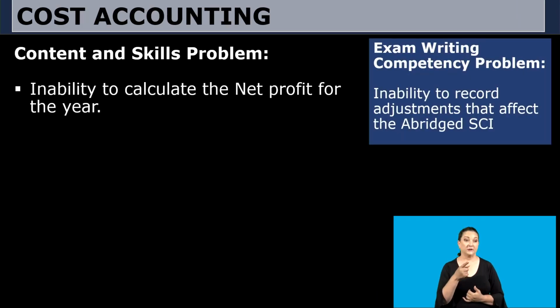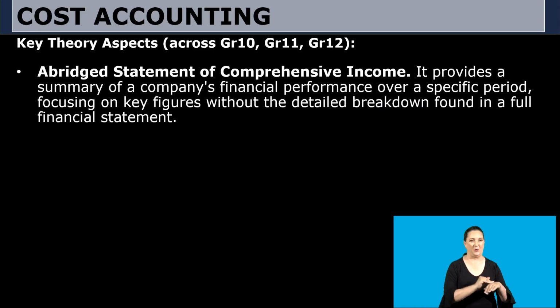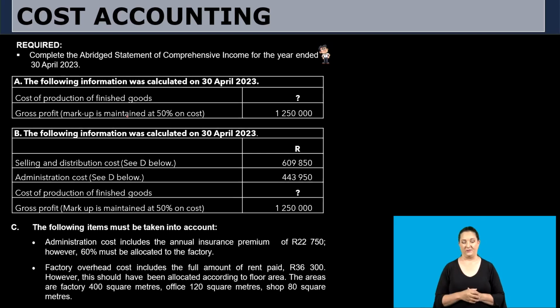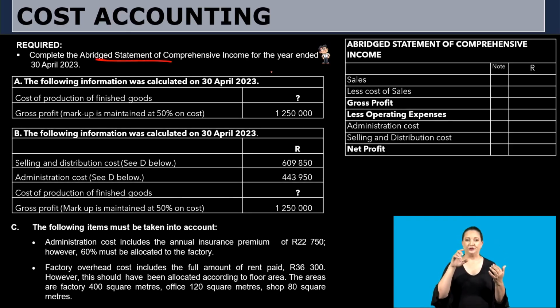We will now look at the abridged statement of comprehensive income. Here is some content and skills problem. The abridged statement of comprehensive income provides a summary of a company's financial performance over a specific period, focusing on key figures without the detailed breakdown found in a full statement of comprehensive income. And here is some information that we were given. We are to complete an abridged statement of comprehensive income for the year ended 30 April. And here is the table that we are to complete.